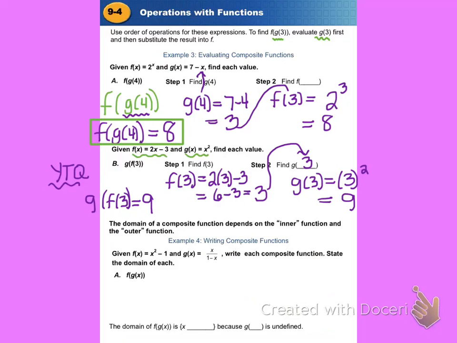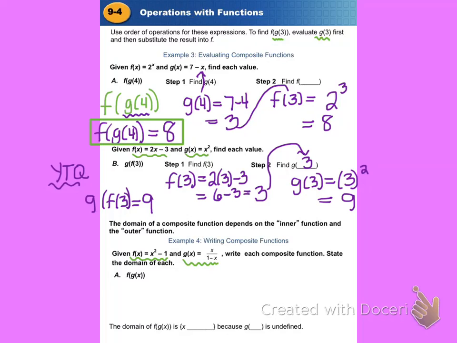But what about composition of functions in general? Not with a specific input value like 3 or 4 or negative 5 or whatever, but in general, if we wanted to combine functions in this way, similarly to how we added them or subtracted them. Like for instance in this next example, if we are given that f of x is equal to x squared minus 1, so this is our first function, and g of x is one of these rational functions, x over 1 minus x, and we're asked to write each composition function and state the domain of each.